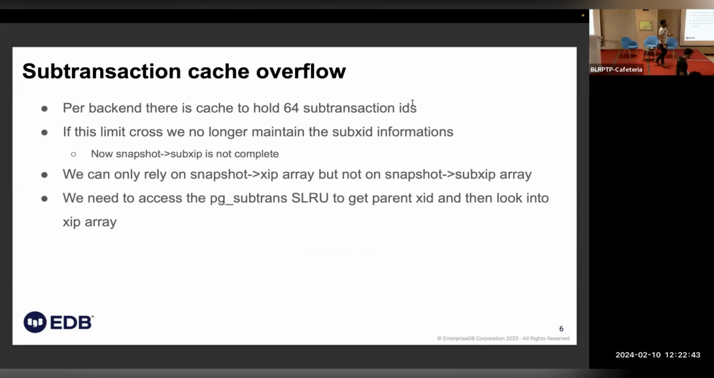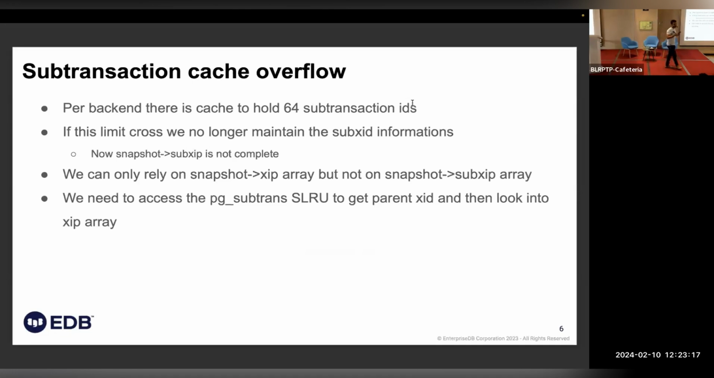Subtransaction cache overflow is when some transaction needs to create more than 64 subtransactions, so that we cannot maintain them in the cache. So what is the problem? The problem is that the whole decision of visibility depends upon the snapshot, the XID array and the sub XID array in the snapshot. But if some of the sub XIDs are lost, those are not present in the array, because the backend cache for subtransaction IDs is only 64, but we are creating more than that. So we lose that data.